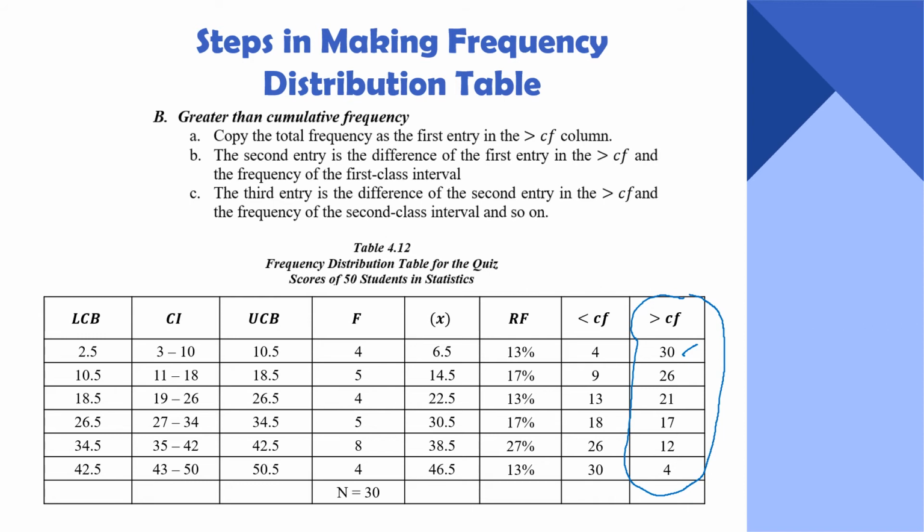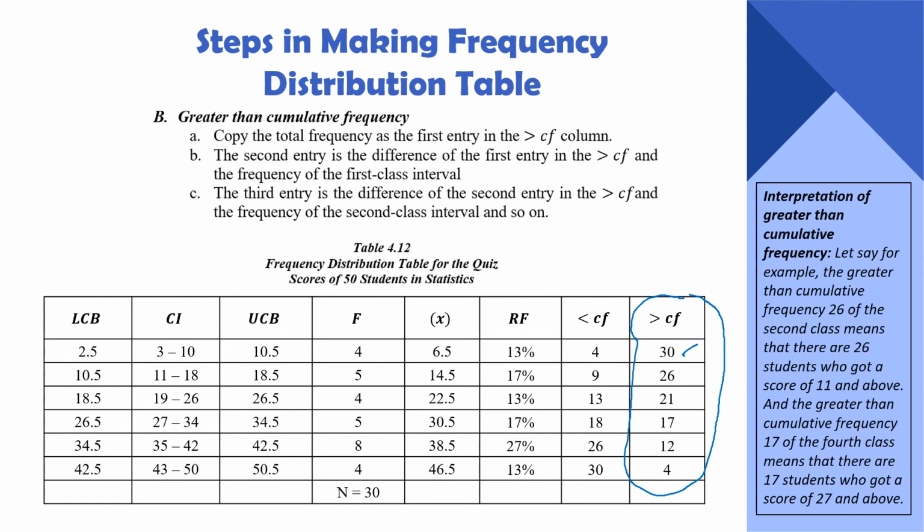To get the third entry, second entry minus 5. So, 26 minus 5, we have 21. Then, 21 minus 4, that's 17. 17 minus 5, that's 12. And 12 minus 8, that's 4. And then, 4 minus 4, that is 0.